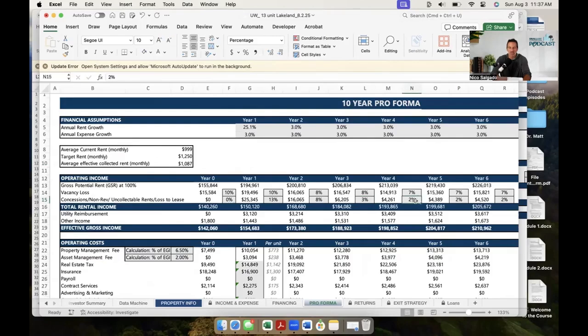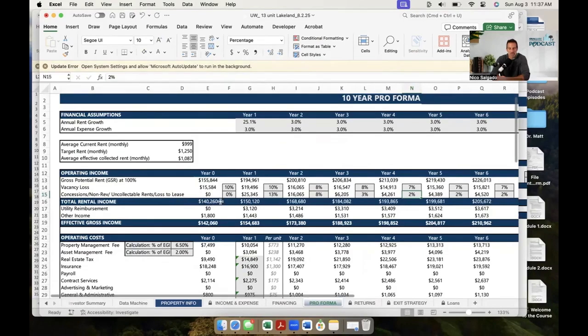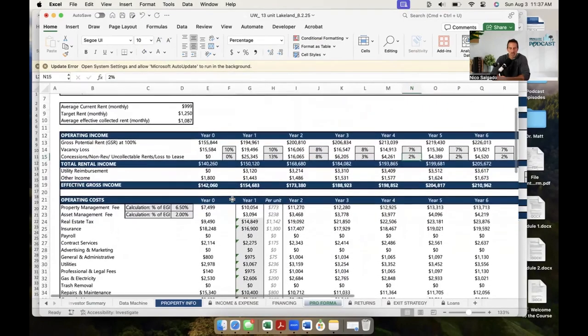And then when we're stabilized, depending on the market, you're going to be somewhere between half a point even and 3% loss to lease, concessions, uncollectible rents, delinquency, etc. So just burn that off. That's the way that I like to do it.